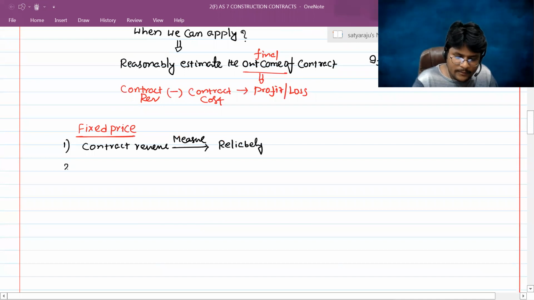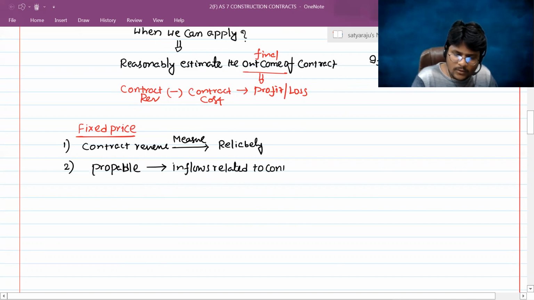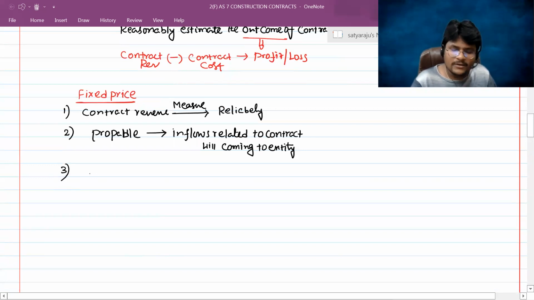Am I right? And it is probable that inflows associated with the contract will come to the entity. Am I right? And related to the contract cost, we should also measure it. This is related to the total contract cost. It is talking about the total contract cost, which should be measured reliably.